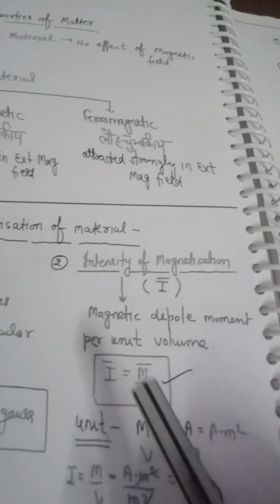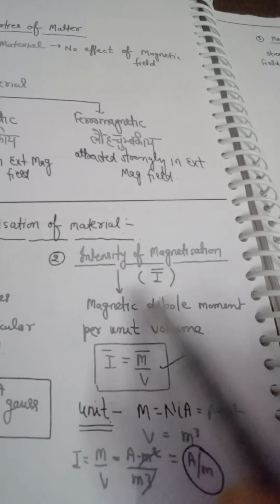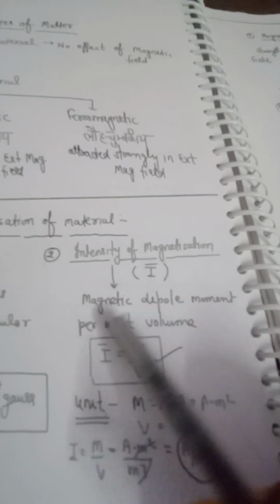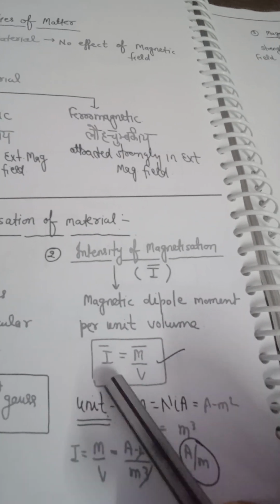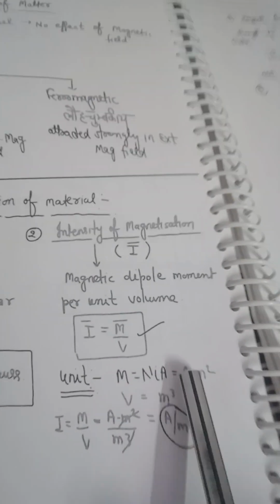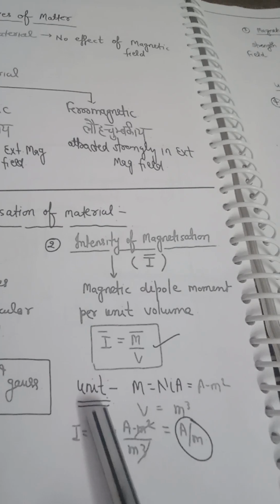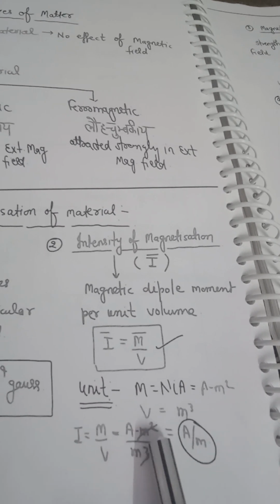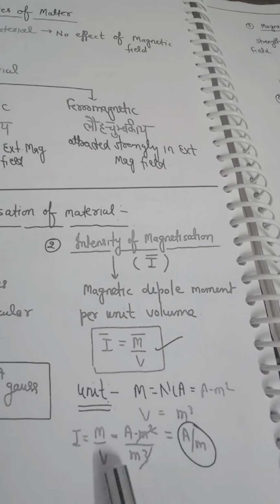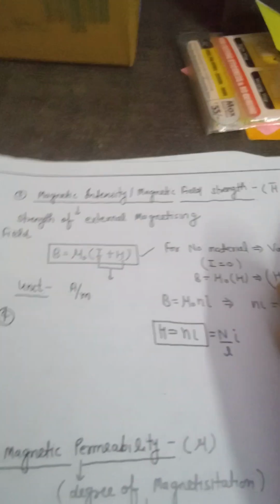The second is intensity of magnetization. It is I bar, the magnetic dipole moment per unit volume. So I is equal to m upon V. The unit of m is ampere meter square, and V is meter cube. So I is equal to m upon V, and we will find the unit is ampere per meter.